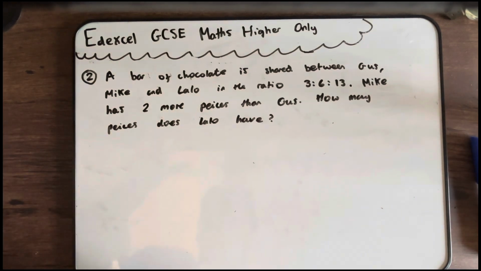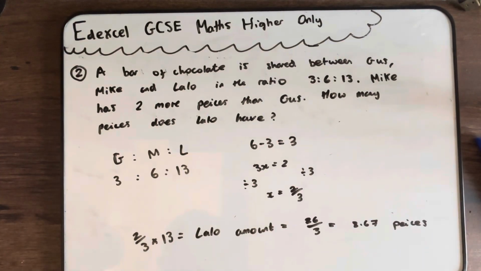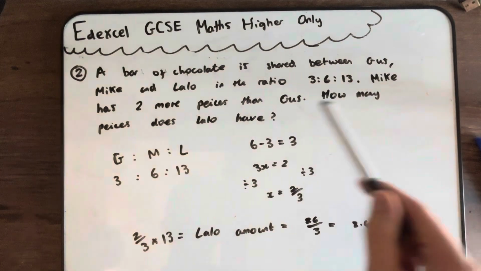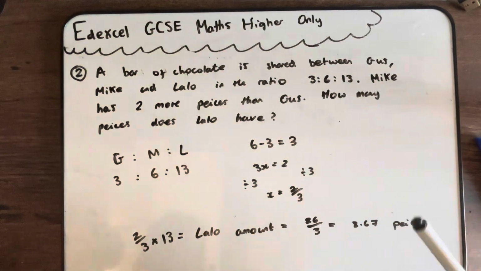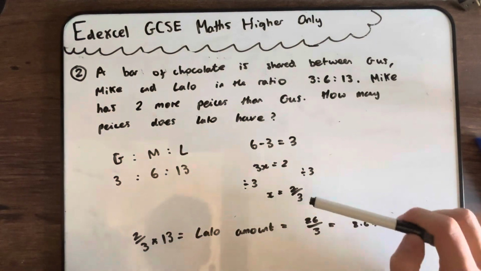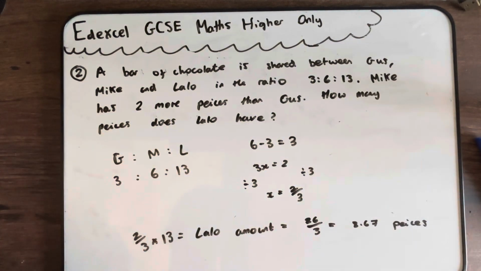Okay, so I hope you found that better. I hope you noticed that there was a difference. Instead of finding the total number, you had to find how many Lalo had. So you just found the scale factor, you times it by 13, and that gave 8.67 pieces. Obviously you can't have a decimal point of a piece, but I didn't realise that I would get that before I made the question.